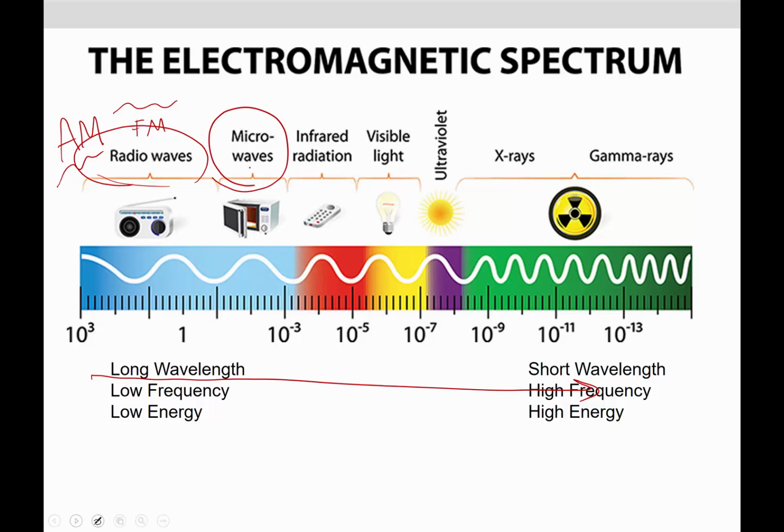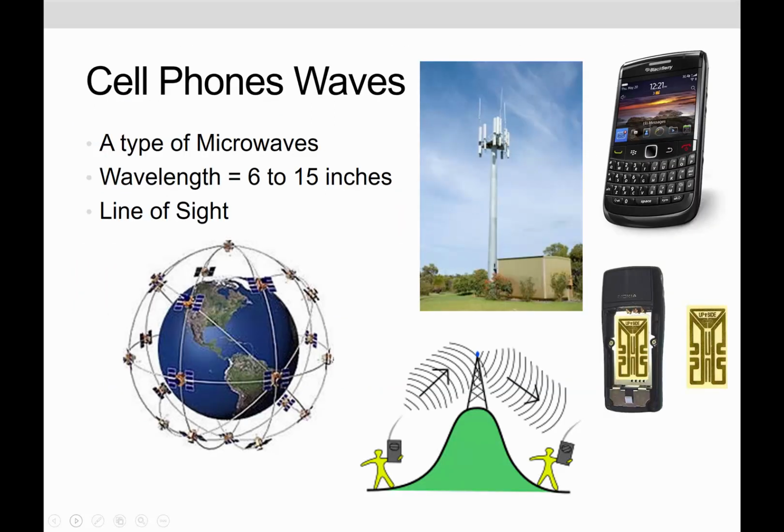Now, as you can tell by their position, these are going to be shorter in wavelength, and that's going to affect how they act. Cell phone waves are actually a type of microwave. How long is one cell phone wave? It's about 6 to 15 inches long. So you know how long a ruler is. So it's about half a ruler to about a ruler and a bit long. Not that long at all.